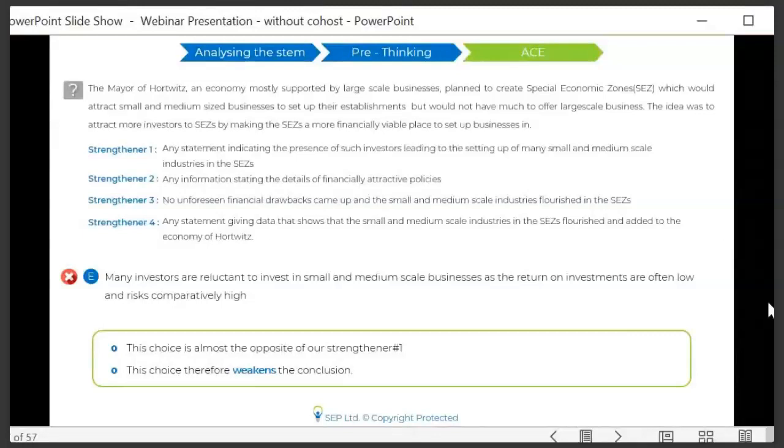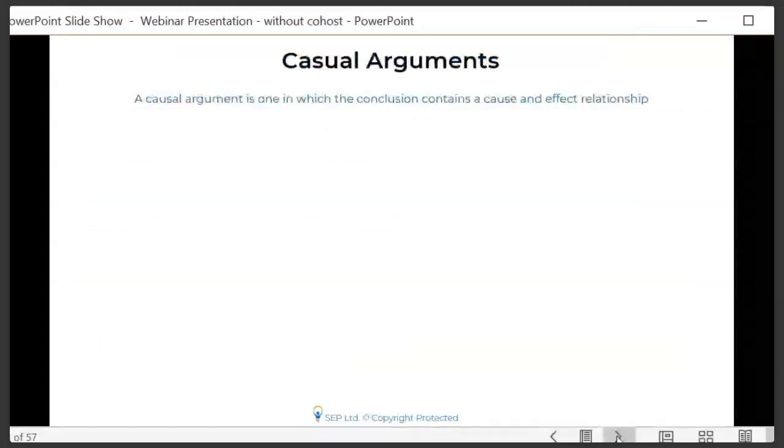Now, we will look at another framework, that is the causality framework, to be used when we are looking at causal arguments. Here goes. What is a causal argument? It is an argument in which the conclusion contains a cause and effect relationship. That is, the author states a cause and the effect brought about by that cause in the conclusion itself.